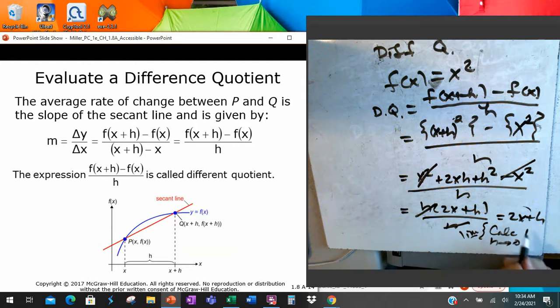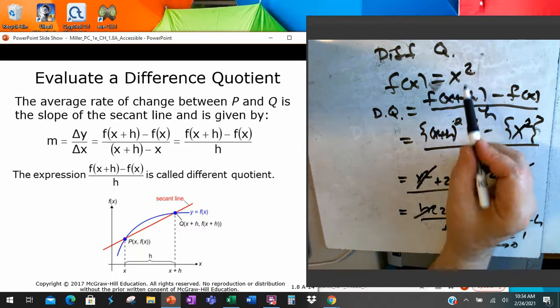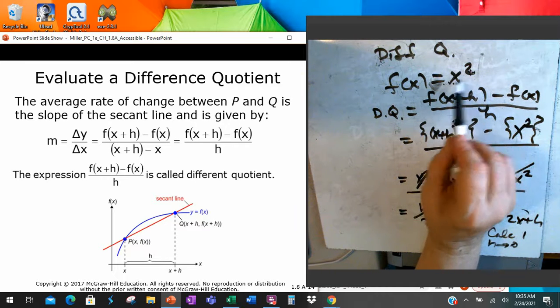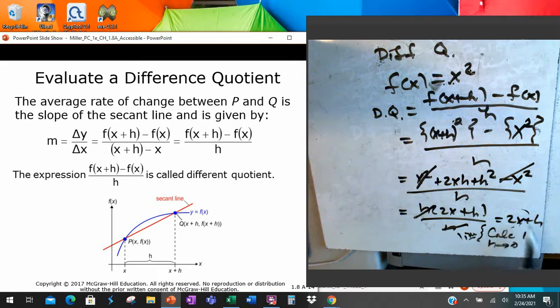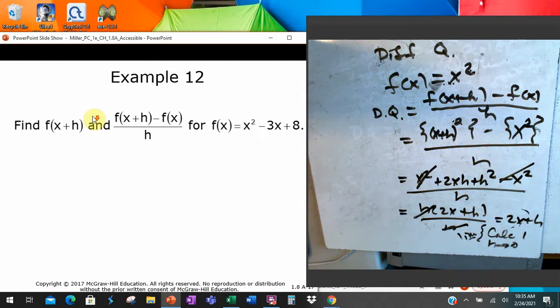And in Calc 1, that would be called the first derivative, is doing this process. There's some formulas. Take this, multiply, subtract 1, 2x, subtract 1, 2x. Okay. So there's some easier ways as you go forward, but right now we're kind of developing that basic thing. Okay, so there's that one.